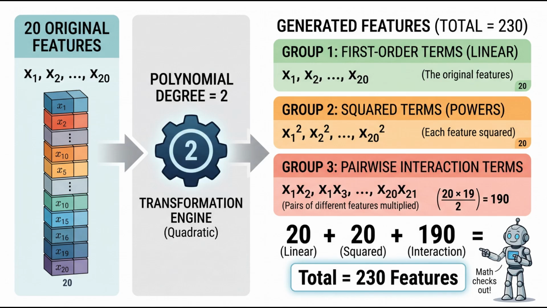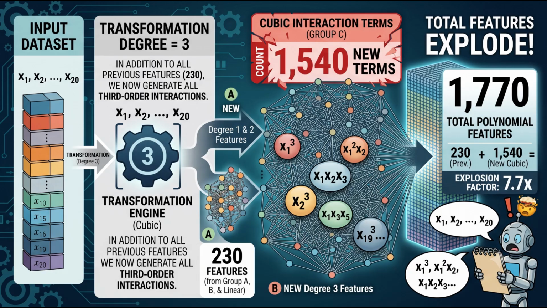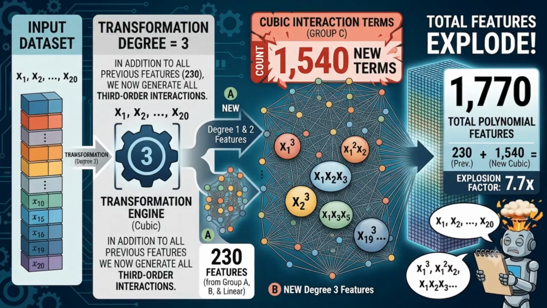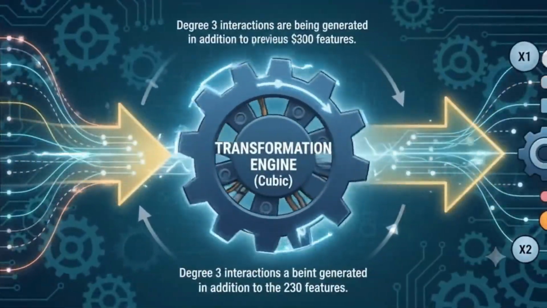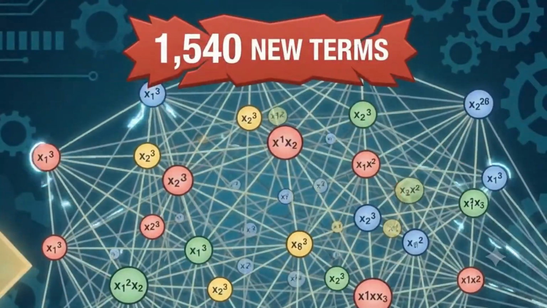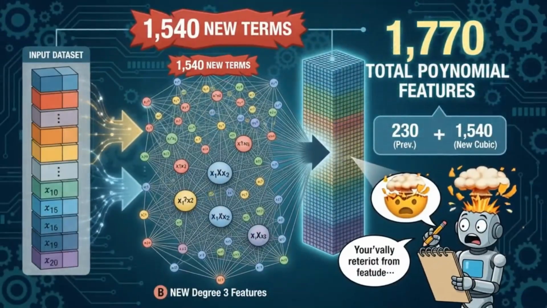Now imagine increasing the degree to 3. In addition to all of those previous features, we would now need to generate every possible third-order interaction. Total features explode to 1,770. Creating tens of thousands of features is both memory-intensive and computationally expensive.